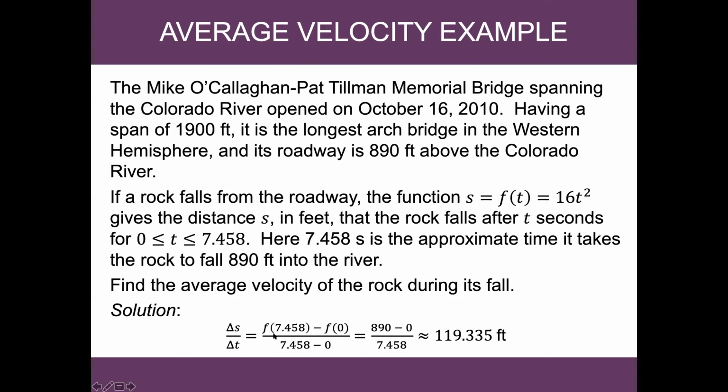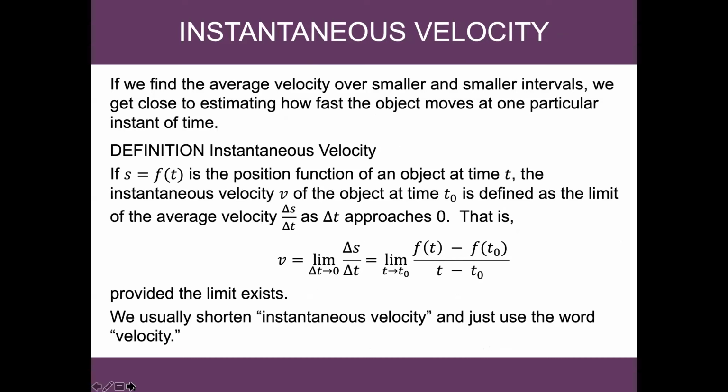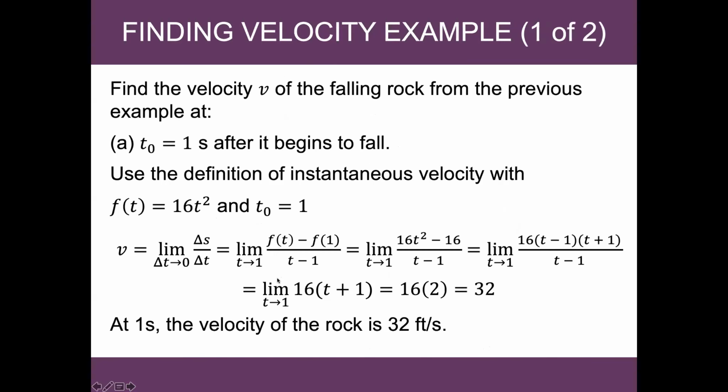You get 890 over 7.458. So it comes out to 890 minus 0 over the difference in the denominator, and you get 119.335 feet. Go over that another time if you want to, but that's just the logic of finding the average velocity. Instantaneous velocity: what we were talking about is, as the two times get closer and closer together, the limit as t approaches t sub 0 of the difference of the function values over the difference of the times. And that's going to be the instantaneous velocity of the situation.